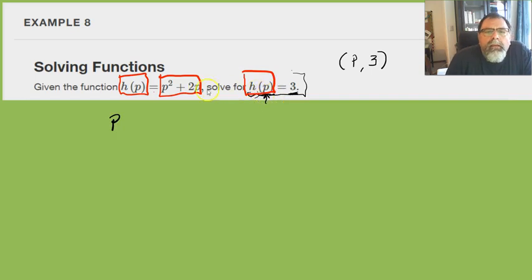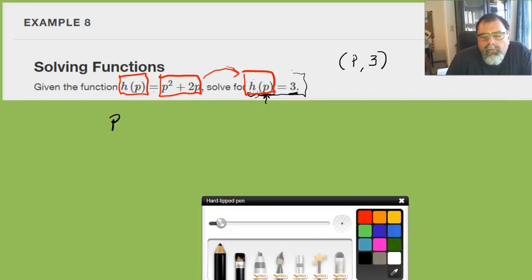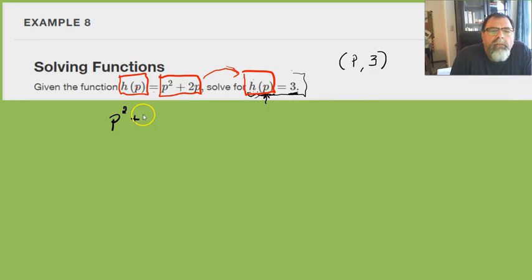So we can take h of p out and put in p squared plus 2p for the h of p. Since these are equal, we're going to plug that into there. Or you can take the 3 and plug it in for the h of p. Either way, you get the same equation, just the sides are switched. So it doesn't matter which way you think of it. This is the way I'm going to think of it: I'm plugging in this for h of p, and I want to solve it.